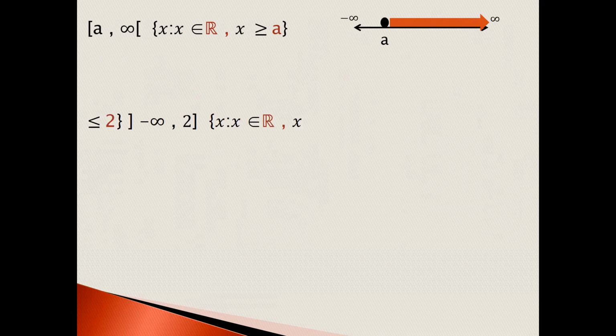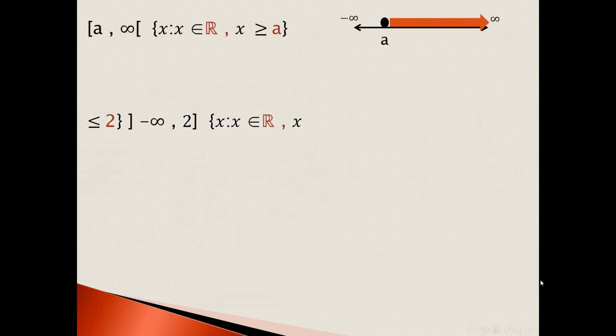Here I have a and infinite, which means that a is closed, because I have here x more than or equal, which means closed. X such that x belongs to R, x more than or equal a. Next, I want to write that on the number line, so I'll put a point on a and go in the right direction because I want the numbers more than a.